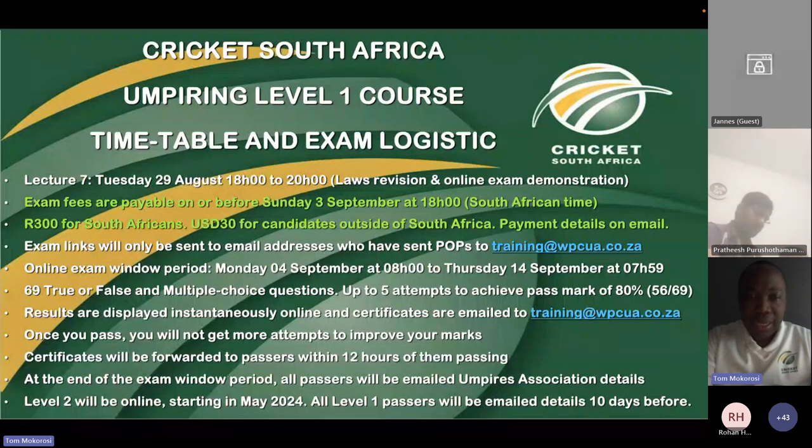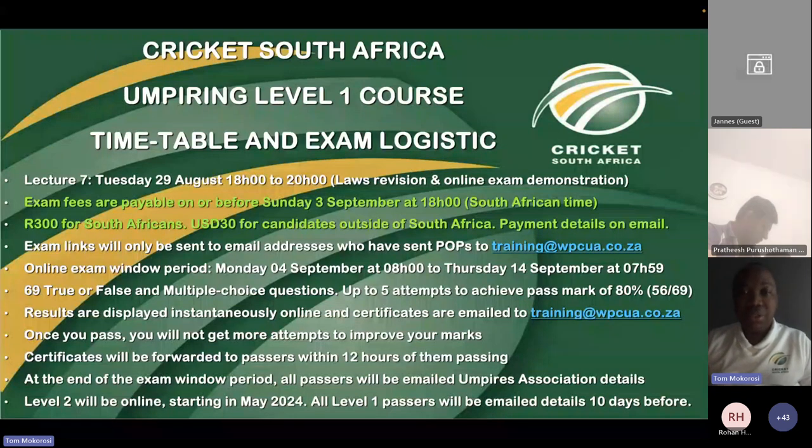Very importantly, exam links will only be sent to email addresses who have sent their proofs of payment to training@wpcua.co.za. I do not have access to Western Province Cricket Umpires Association's bank account, so I cannot see who has paid unless you send a proof of payment to training@wpcua.co.za. One person may pay for more than him or herself.